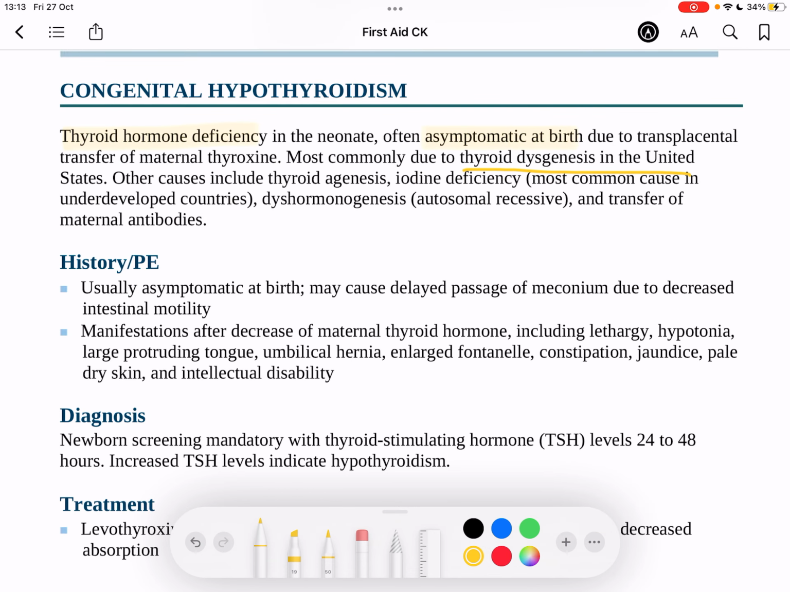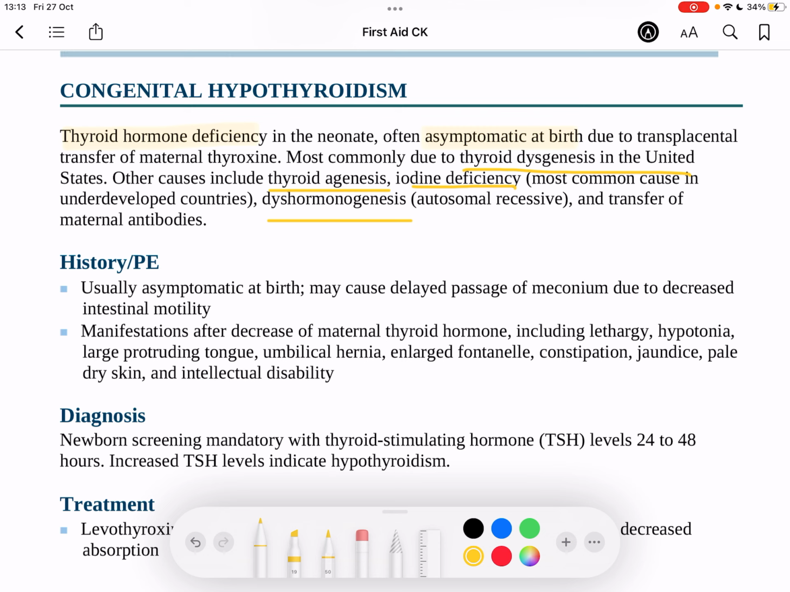i.e. the thyroid is malformed, and this is often associated with ectopic thyroid as well. So patients with like lingual thyroid, they often have major thyroid dysgenesis as well. Other things could be thyroid agenesis, so just a complete absence of the thyroid, iodine deficiency, which is actually the most common cause in underdeveloped countries. Maybe it's due to a dyshormonogenesis, okay? So it's a problem with the enzymes that causes problems in the thyroid hormone production in the fetus. And it can also be due to a transfer of maternal antibodies, okay?